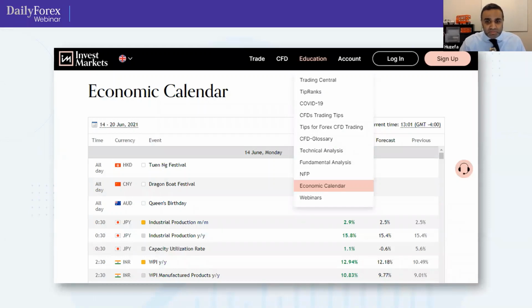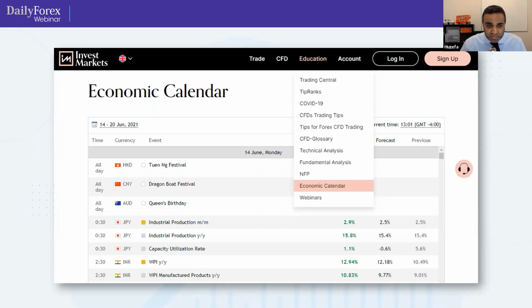So there's a bunch of places you can find an economic calendar. A big source amongst Forex traders is forexfactory.com. It's very readable. The other source is InvestMarkets. InvestMarkets are good. They're a strong South African broker. So for our South African friends on the call today, you can check them out as a broker, but their economic calendar is available to everyone.